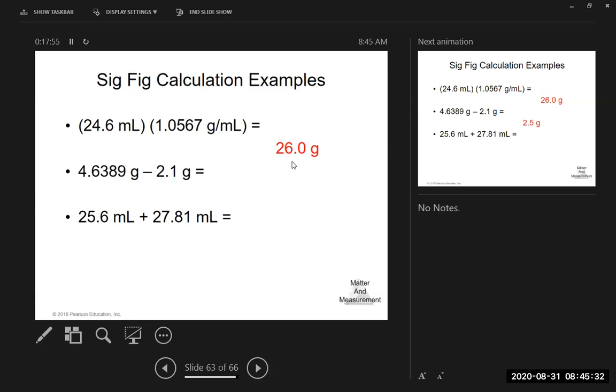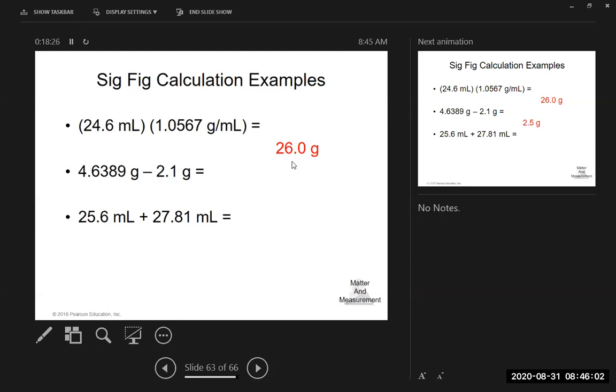Does that calculation look familiar to anyone? What's grams per mil? Does anyone remember what that is? If I say something is 1.0567 grams per mil, what am I probably talking about based on what we looked at in chapter 1? Wasn't it density? It was density, very good. Remember we said density is weight per volume.